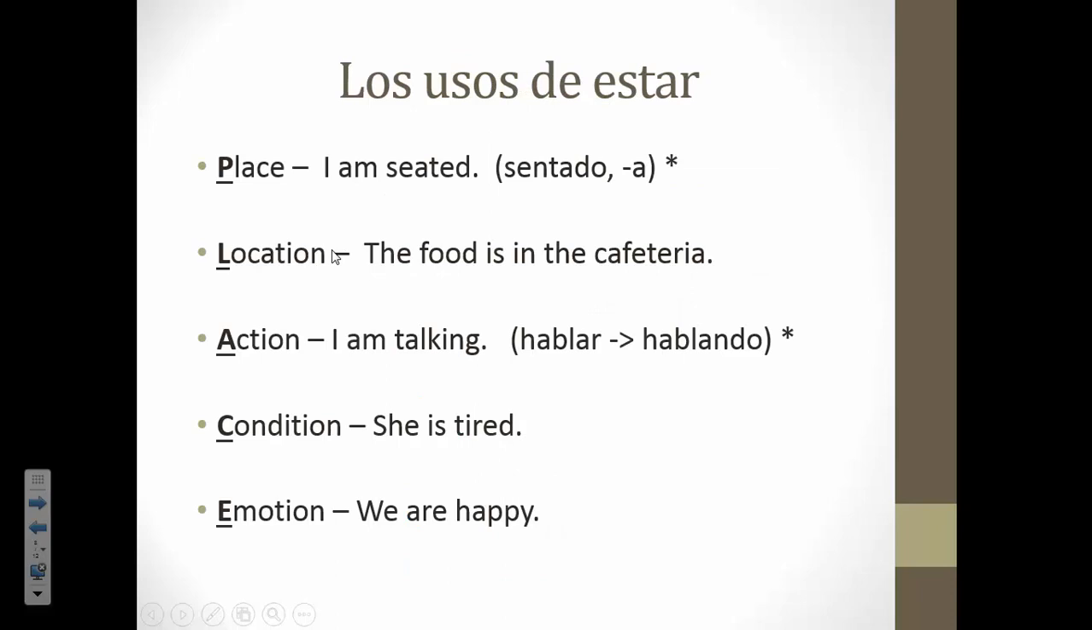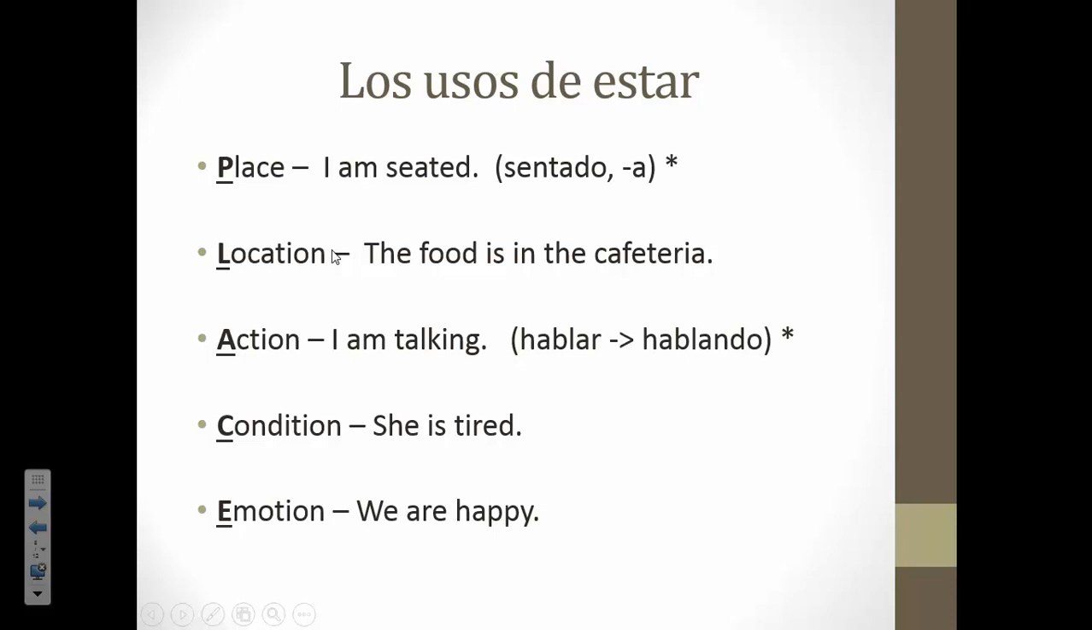Okay, so let's look at these examples. Place, I am seated. Notice I have a little asterisk after that, which means you haven't really learned how to use this construction, so I don't need you to worry about it too much this year. But in Spanish 2, you'll learn to use these a bit more.